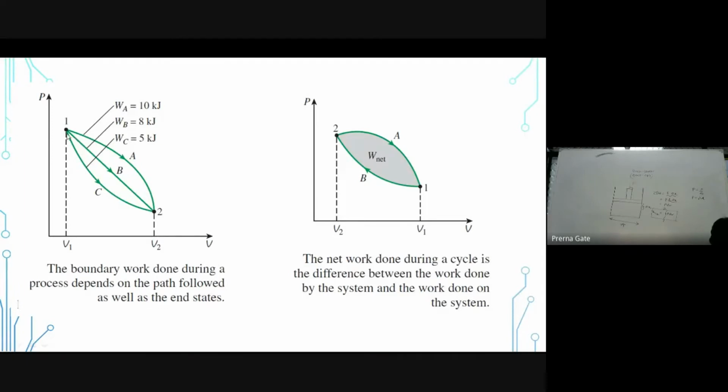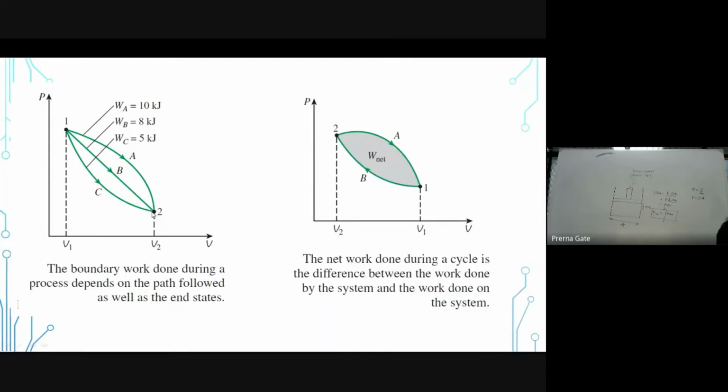So irrespective of the initial and final state, the amount of work done depends on the path that the system follows in reaching that particular state. So from this you can conclude work to be a path function. As we have already discussed in the previous lecture, properties are point functions. So the boundary work done during a process depends on the path followed as well as the end states.